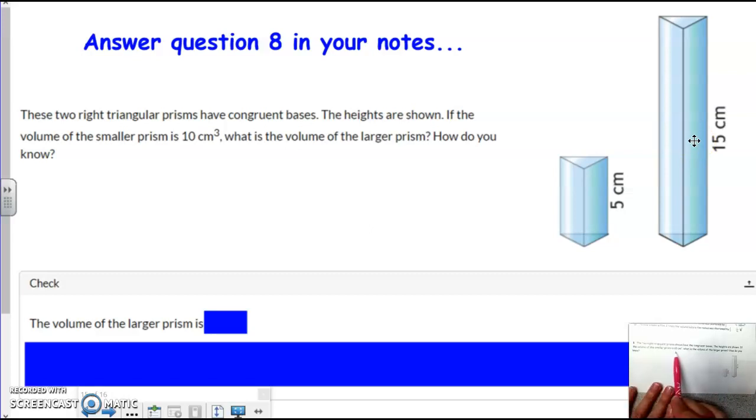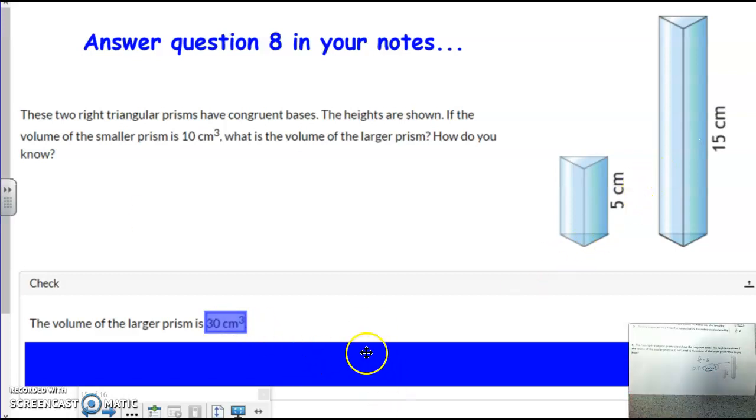Well, again, because we're only changing the height, the scale factor that we're changing it by is going to have the same effect. If we go back to the notes, the volume changes by a factor of the scale factor. So our scale factor is going to be 15 over 5, which is 3. So the height got 3 times bigger, which means your volume is going to get 3 times bigger. So 10 times 3 is 30. So the volume of this is 30 cubic centimeters.